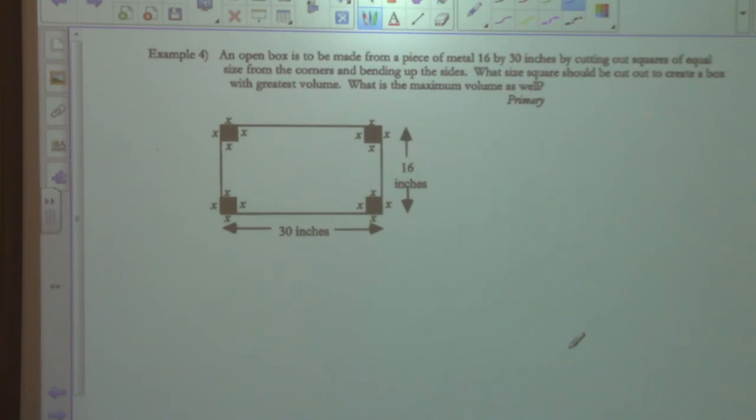What you're trying to do is determine what size square should be cut out to create a box with greatest volume, and then ask what is the maximum volume. So how would you set that up? What is your equation for volume? Volume is what? What's your equation for volume?